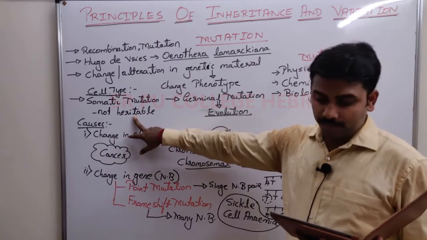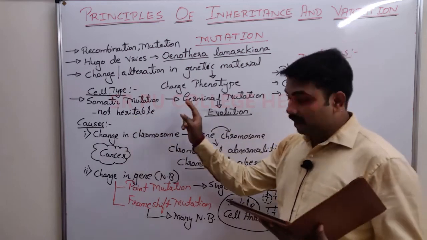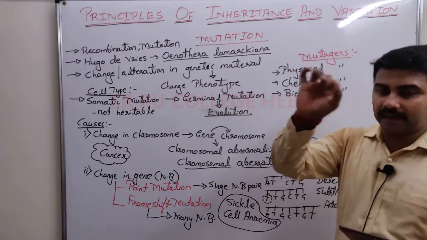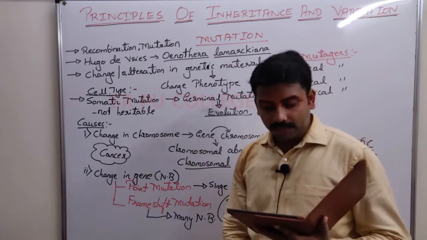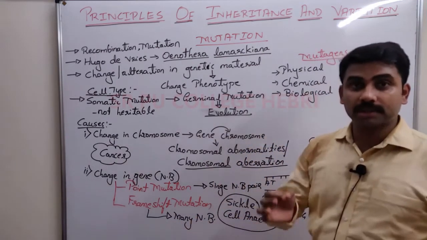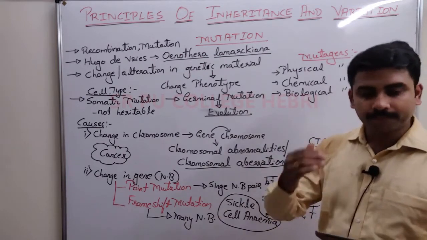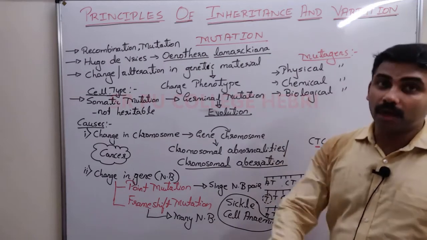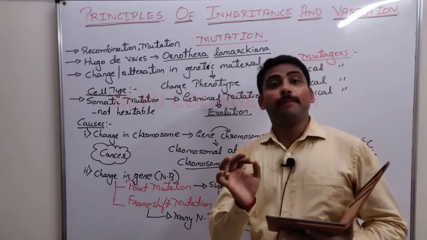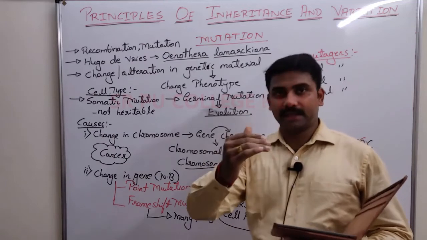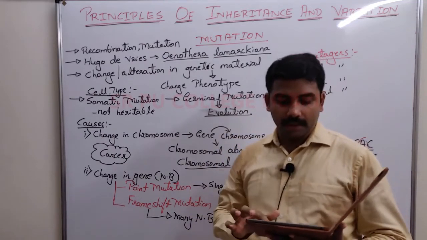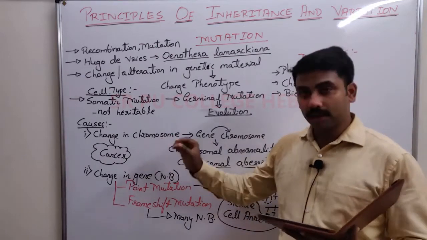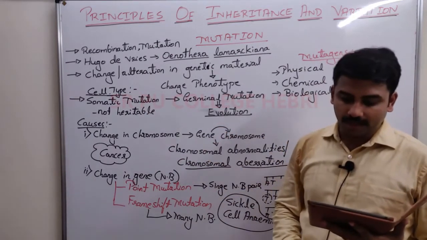Okay, full stop. Continue the line. Germinal mutation is very important for evolution. Underline, very important for evolution because it is heritable. Next line. Mutation may occur due to, mark it as a 2-mark question. Mutation may occur due to, next line, point number 1. Alteration in chromosome, full stop. Continue the same line, point number 1 only.